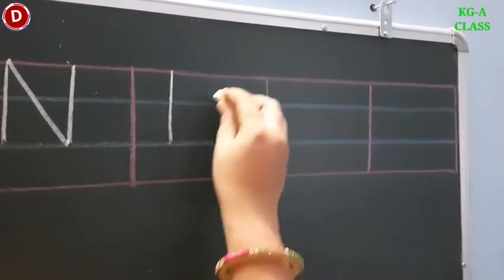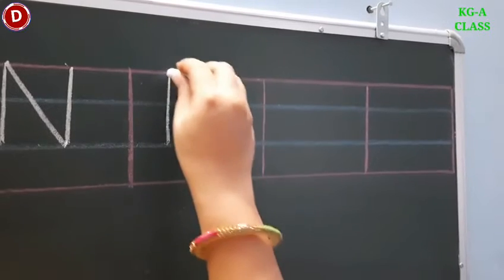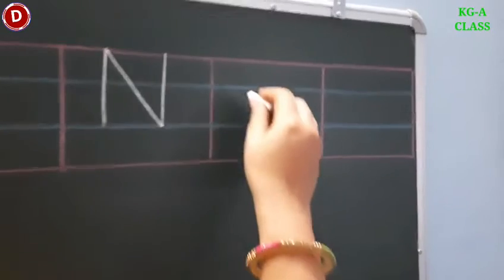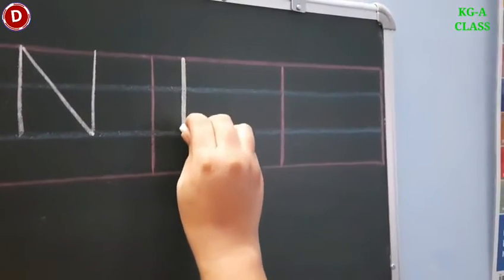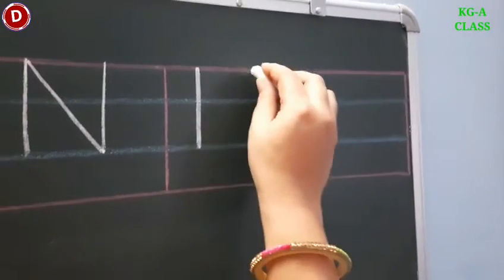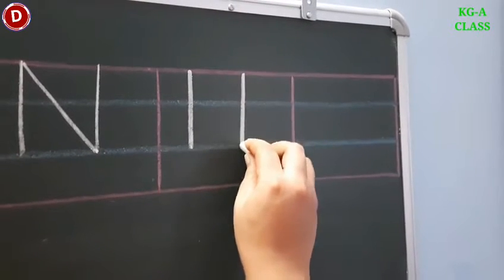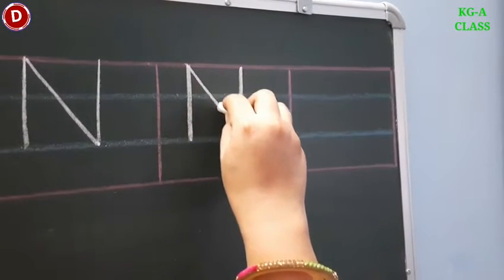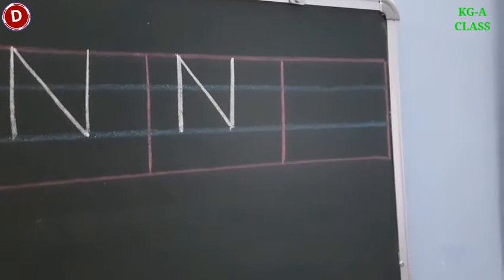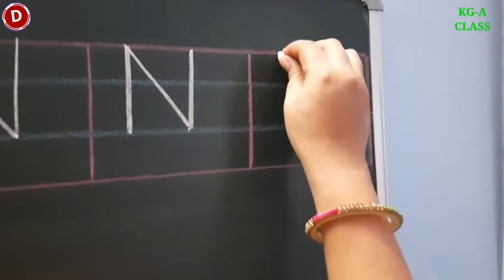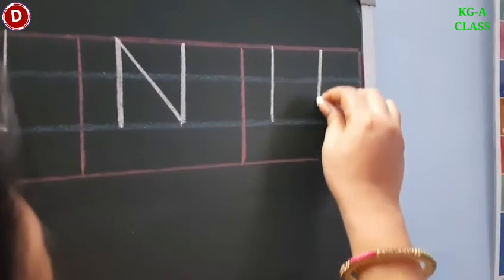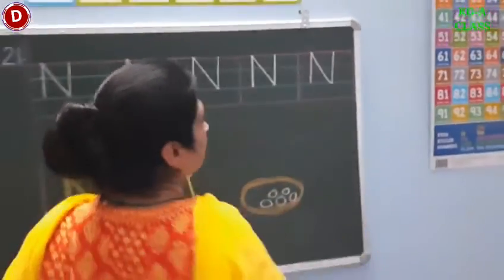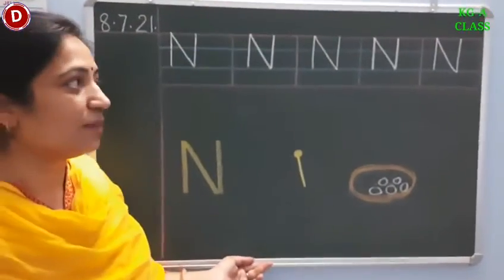And I know you all can write. Look here. Two standing lines and one slanting line. You have to start from the red line. You have to go till the second blue line. Again, one more standing line. And then this slanting line will start from the red line and it will go till here. Like this. In this way, children, you have to write capital N.